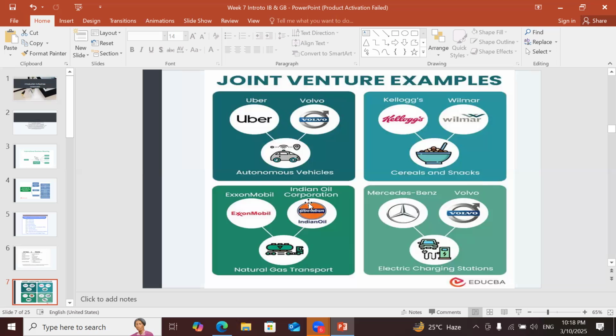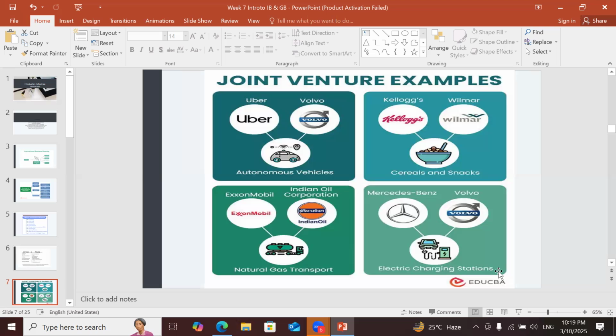ExxonMobil and Indian Oil Corporation, they take another project, natural gas transport, jointly. Their target or aim is one project. When one project is completed, their aim is completed. Mercedes-Benz and Volvo. I think Mercedes-Benz is a German-based company and Volvo a Swedish-based company. They collaborate to produce a product for electric charging stations.